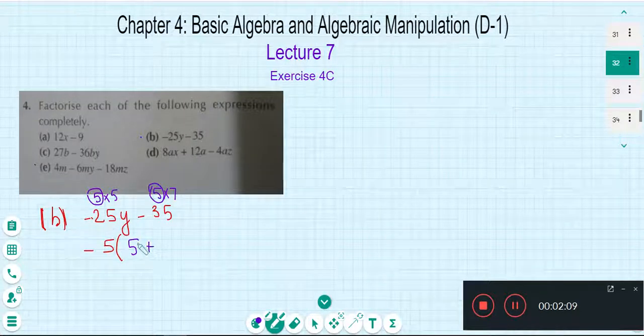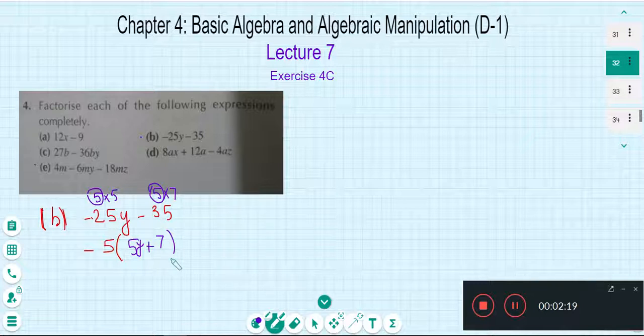Sorry, in the first term 5y, 7 in the second. So the leftovers are 5y and plus 7. So this is the factorized form of the expression given. So we have factorized it. Part E.